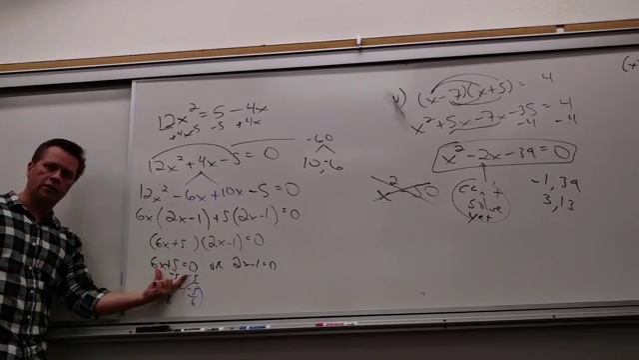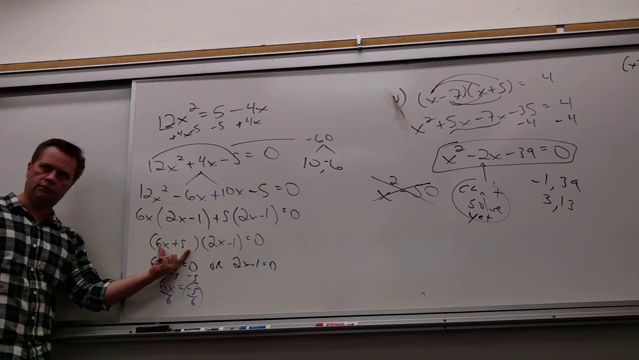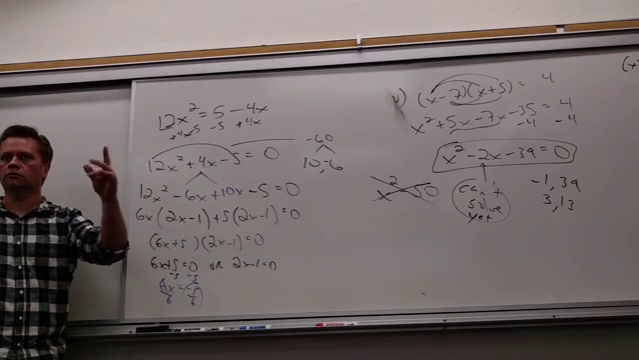Is everybody cool with where that equation came from? The 6x plus 5. Because right here, either this is 0 or that's 0, because they multiply to be 0. So one of them's got to be 0.